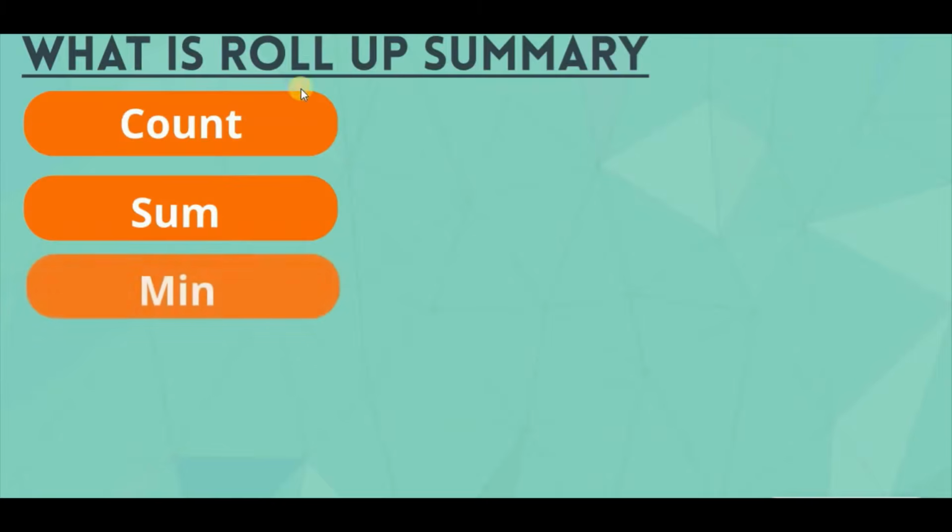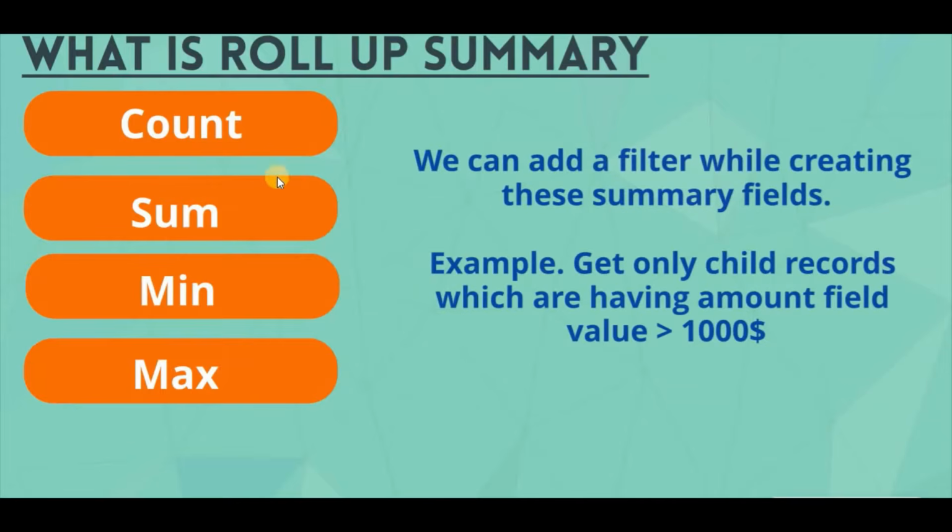In summary, we can calculate the count of child records, the sum of a particular numeric field on the child records, the minimum of a particular field on child records, and the maximum of a particular numeric field on child records. And we can also put a filter while creating the summary records. Example, count only the child records which have an amount greater than $1,000.